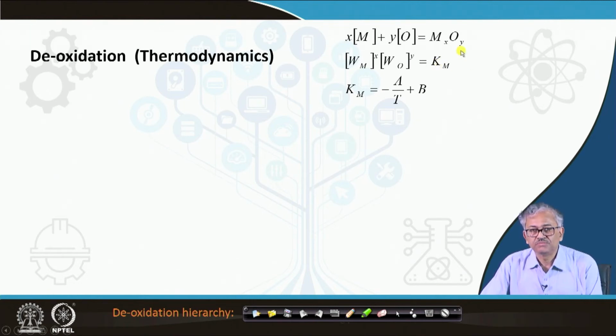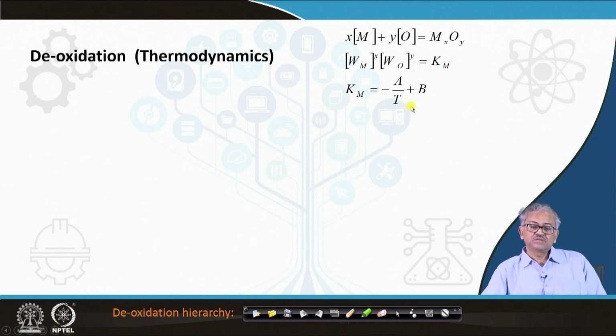It is derived from the equilibrium constant, you can understand, and it is the inverse of the equilibrium constant. This is called the solubility product, or you can call it the deoxidation constant, that is Wm to the power x into Wo to the power y is equal to Km. It is called the deoxidation constant.